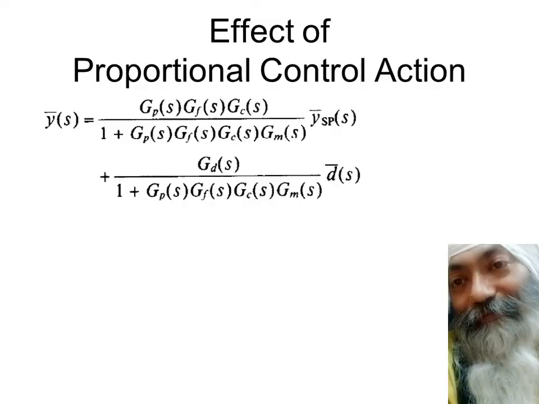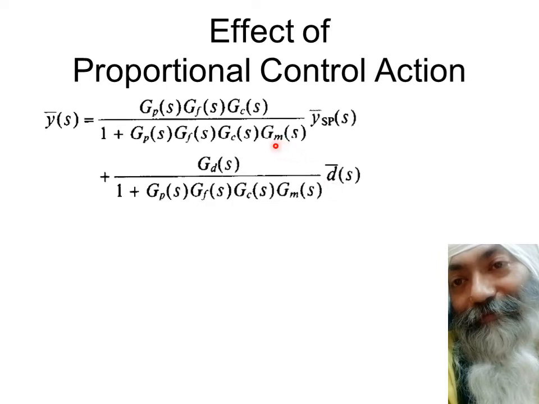Friends, we are back to know the effect of proportional control action on a feedback control loop, which is, as you can see, given by the output of Y(s) given by this term multiplied by the change in set point plus another big term like this into whatsoever is the loading or whatsoever is the disturbance acting upon the process.